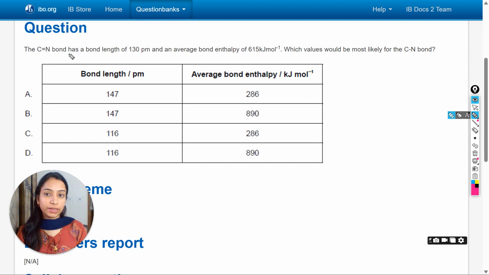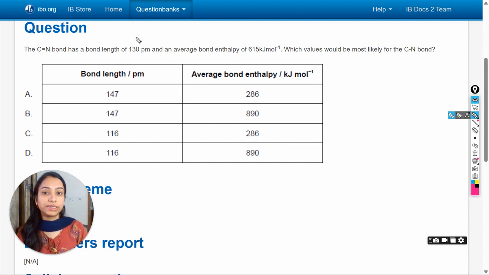The C double bond N has a bond length of 130 picometer and an average bond enthalpy of 615 kilojoule per mole. Which values would be most likely for the C single bond N? So here data for the C double bond N is given and we have to evaluate for the C single bond N.